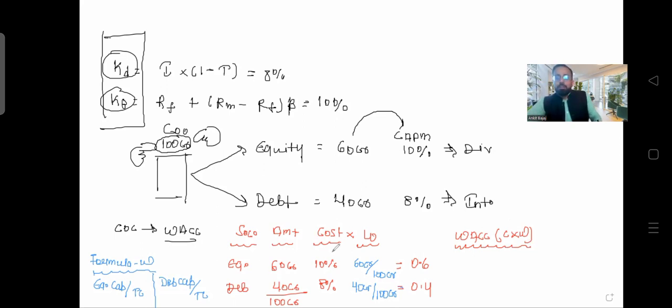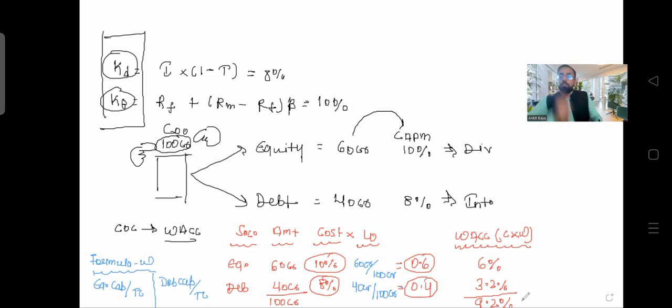Now, what is the cost here? Cost of equity is 10% and the weight of equity is 0.6. If I multiply 10% with 0.6, I get 6%. Now, for debt, the cost of debt is 8% and the weight of debt is 0.4. So 8% into 0.4 is 3.2%. So the overall cost of capital is 9.2%.